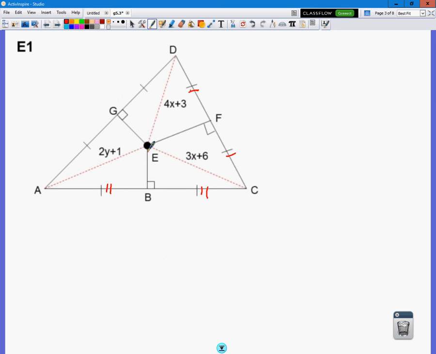What is segment EG in the picture? Perpendicular bisector. What is segment EF? Perpendicular bisector. What is segment EB? What does that make point E? It's the circumcenter. If E is the circumcenter, what does that tell me about AE, DE, and CE? They're all equal to each other.